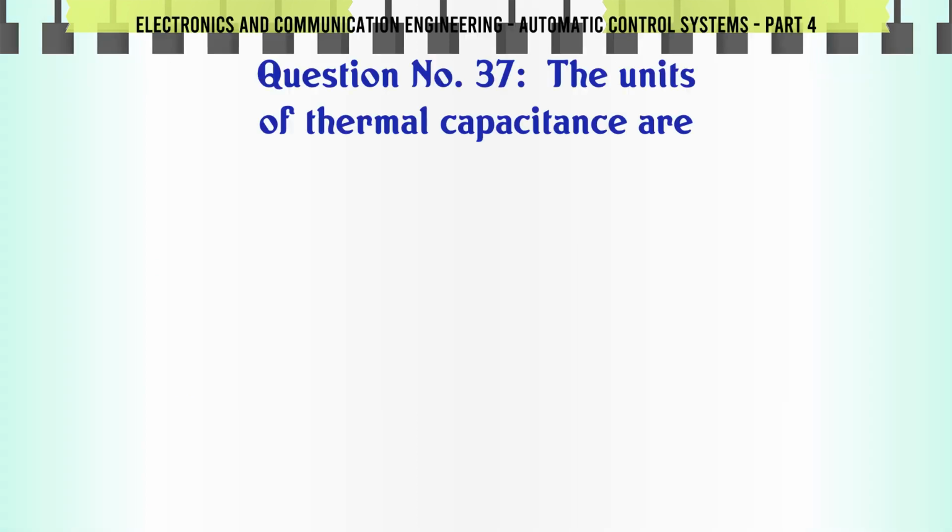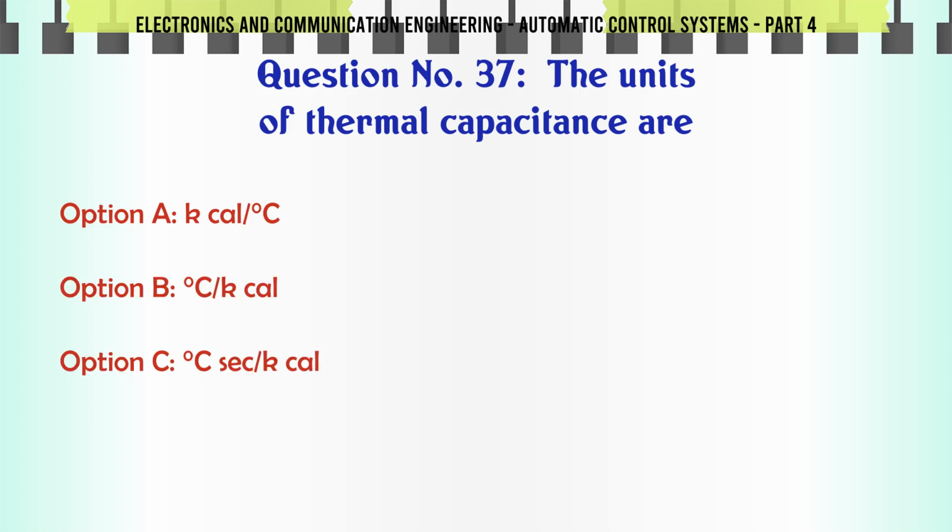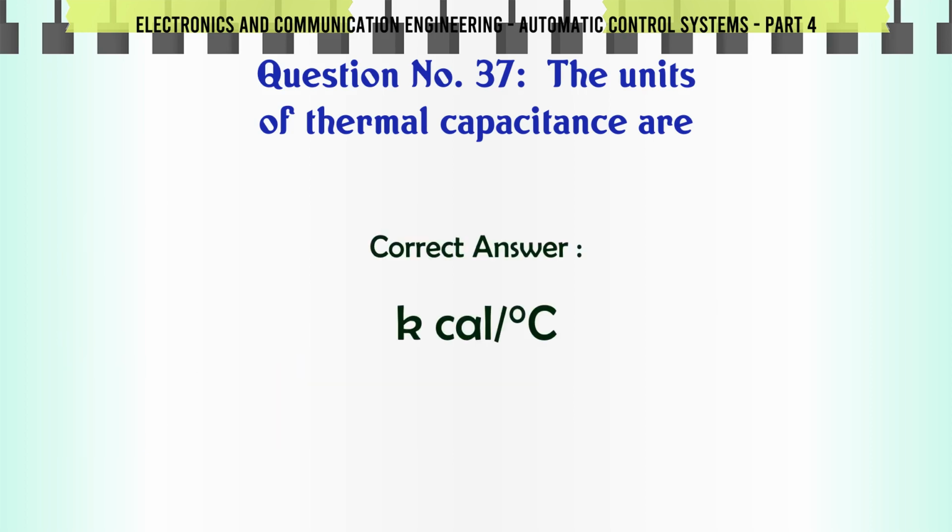The units of thermal capacitance are: A. kcal/°C, B. °C/kcal, C. °C/sec kcal, D. none of the above. The correct answer is kcal/°C.